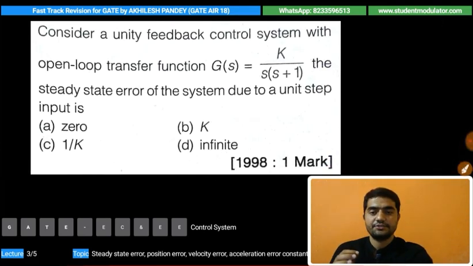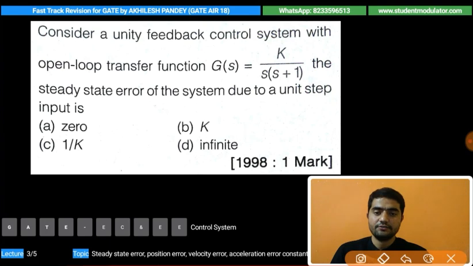So this is the question asked in 1998, a 1 mark question. Consider a unity feedback control system. I have already told you that all the constants that we have defined just now are applicable only when there is a unity negative feedback system. Otherwise, if a different feedback is given for the control system, we will see that case in the upcoming classes.